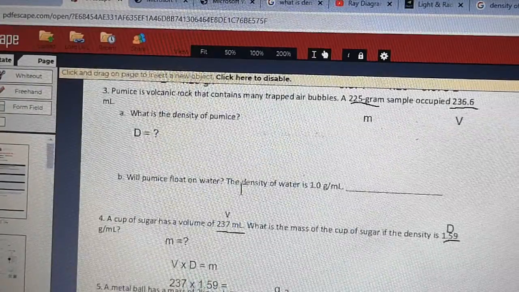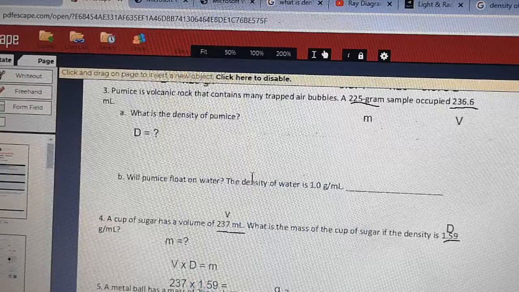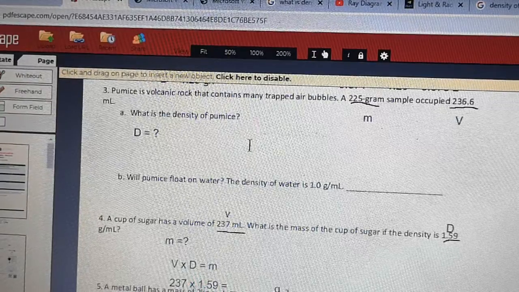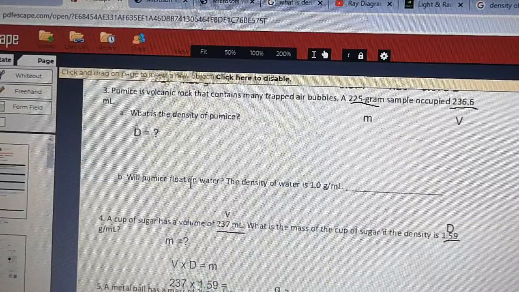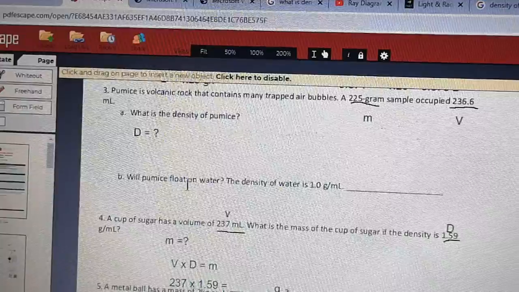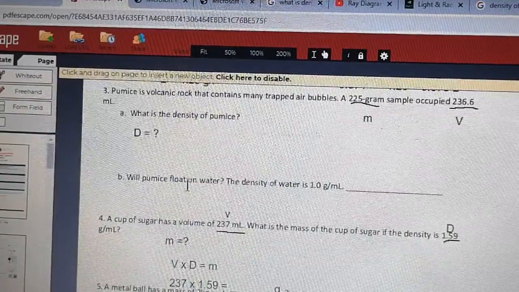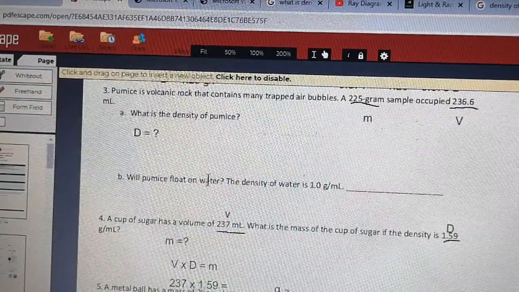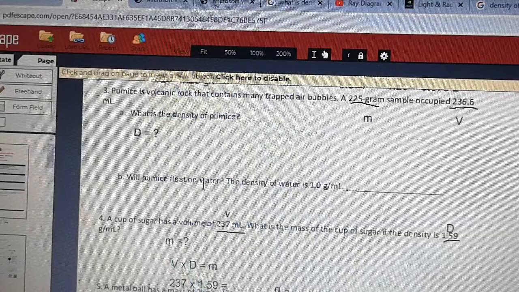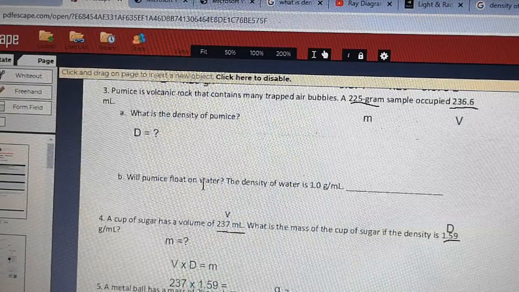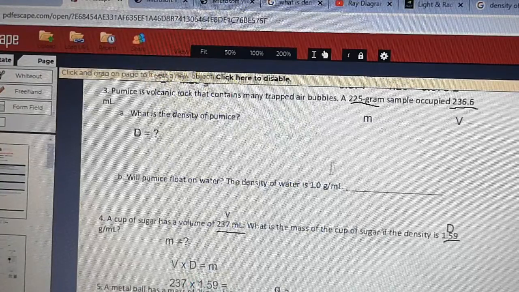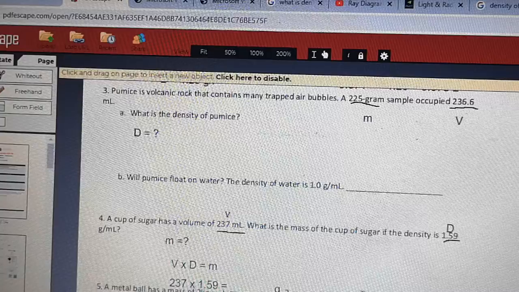Will the pumice float on water? Alright, well, there's an important thing we need to know about water. If it floats, then it will not sink, which means it stays on the water. It doesn't go down like a boat or a piece of wood or plastic. It will stay on the top of the water. It will not go down to the bottom of the sea.